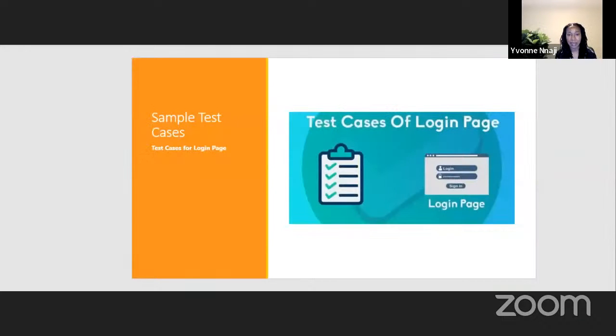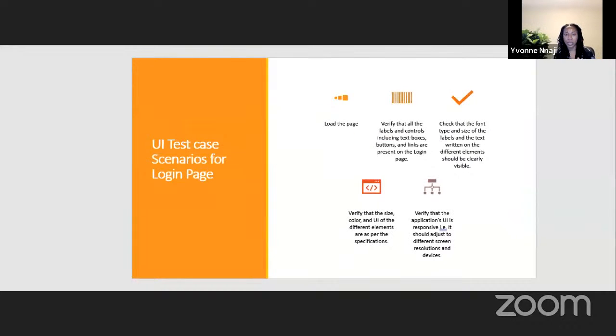So quickly, we'll look at a sample test case for our login page again. With the user interface test case scenario for the login page, we can have: load the page, verify that all the labels and controls, including text boxes, buttons, and links are present on the login page. Check that the font size and type of the labels and text written on different elements are all clearly visible. That kind of thing. Verify that the application's UI is responsive. It should adjust to different screen resolution and devices.